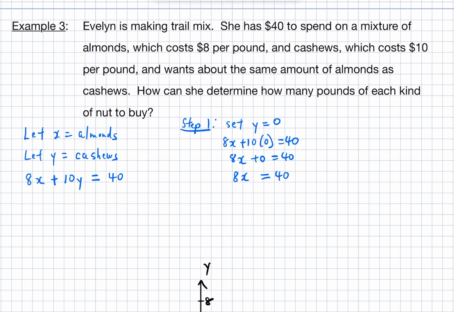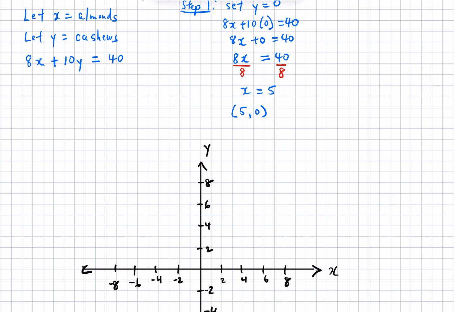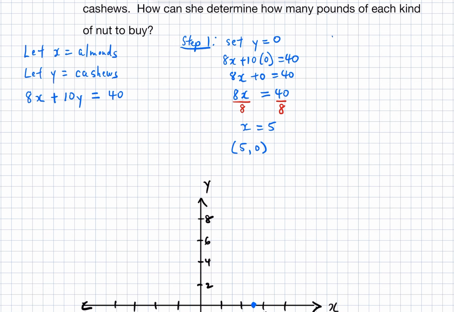And to solve for x, we need to divide both sides by 8 to isolate the x, and x becomes 5. Okay, so this means that our coordinate is going to be at 5, 0. Okay, 5, 0. So let's go ahead and plot that. 5, 0 puts us right over here. So we can go ahead and plot a point there at 5, 0. Okay, step 2.